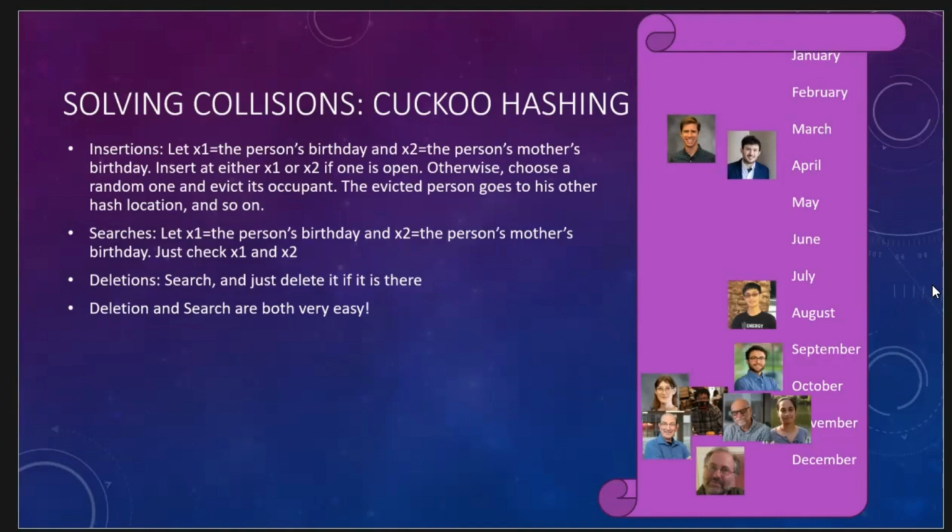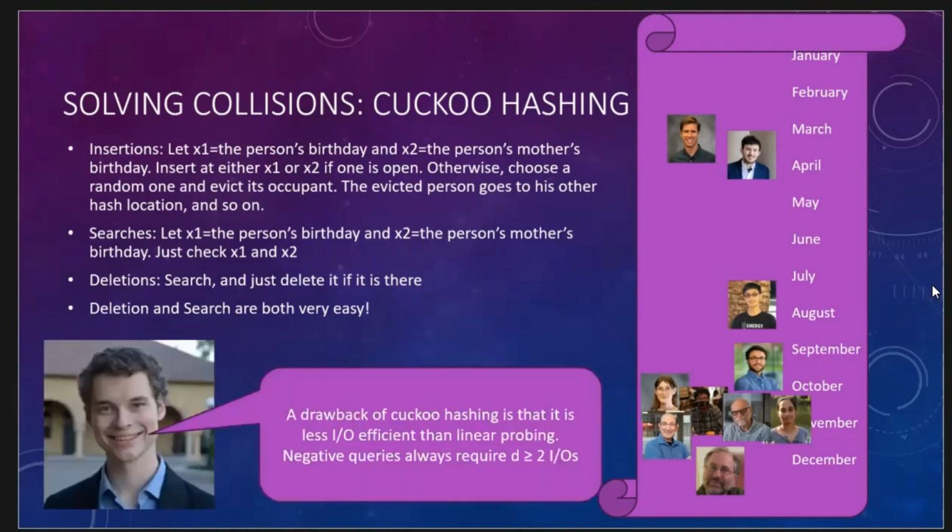And so nobody could complain about how fast deletion and search are. Oh, except this guy, because he said, okay, in linear probing, a lot of times if something's not in the table, you only need to check one thing. You check that one thing and say, oh, it's not there, we're done. And so in cuckoo hashing, you always have to check two things.